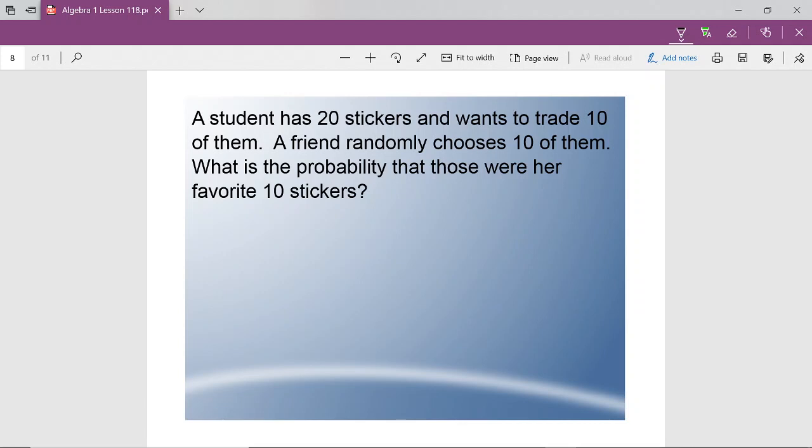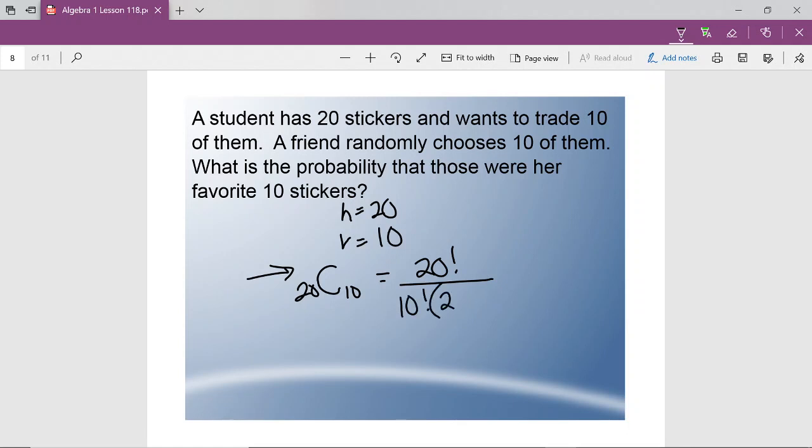So let's first find the combination of choosing 10 of them out of 20. So we have N being 20, R being 10. So if we do this, then this is like saying 20 combination 10. Just know that this is kind of the form that you might see for combinations, nCr, just like with permutations. And we can put it in and say 20 factorial over 10 factorial times 20 minus 10 factorial.